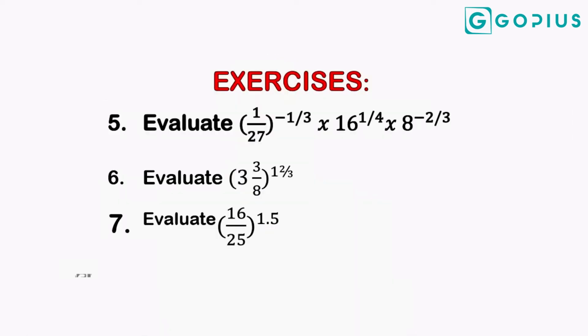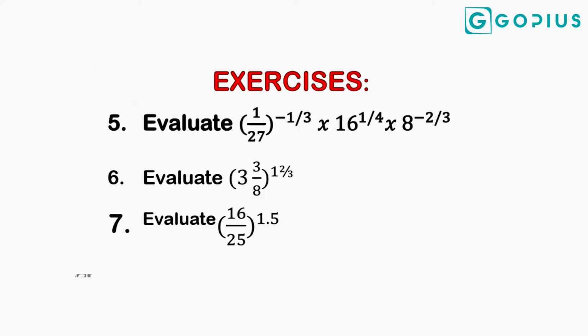1 over 27 raised to the power negative 1 over 3, times 16 raised to the power 1 over 4, times 8 raised to the power minus 2 over 3. Now let's solve that and see how we can successfully use the laws of indices to evaluate it. Let's check the equation again. 1 over 27 raised to the power negative 1 over 3, times 16 raised to the power 1 over 4, times 8 raised to the power negative 2 over 3. Now this is what we are to evaluate.